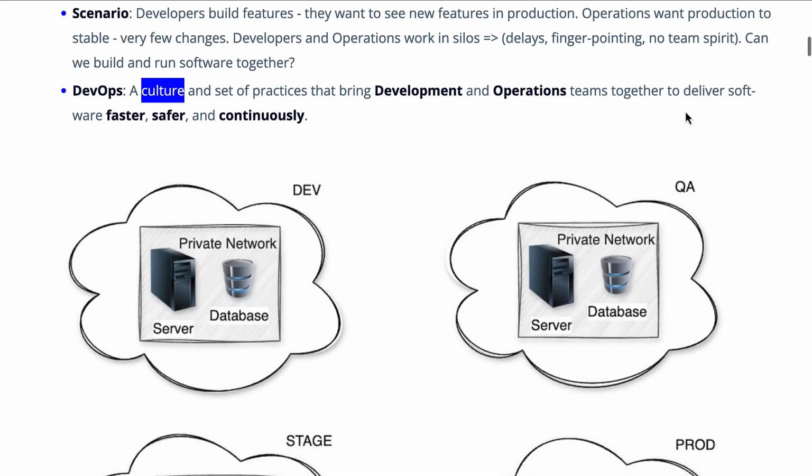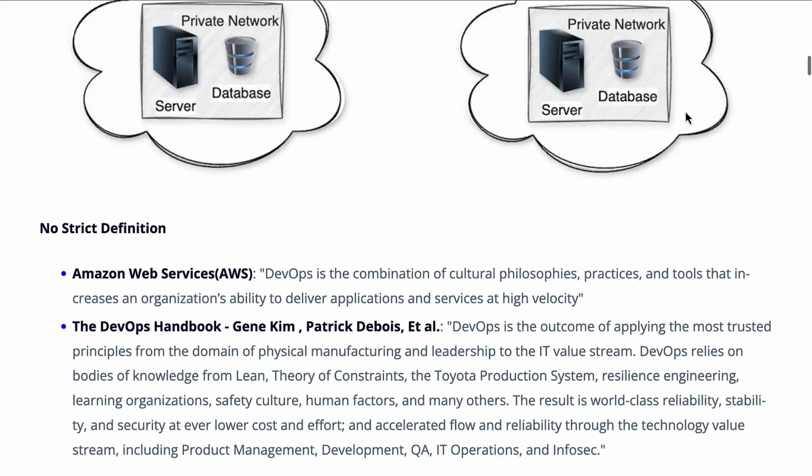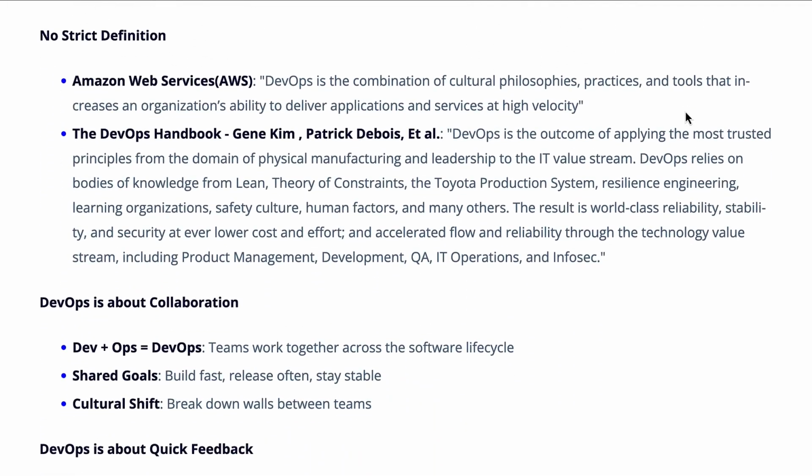Now let's dig deeper into the culture and the set of practices of DevOps. Before that, it's very important to understand that there is no strict definition for DevOps. If you look at the AWS definition for DevOps, it says it is a combination of cultural philosophies, practices, and tools that increase organizational ability to deliver applications and services at high velocity. As you can see, this is a very generic definition. Good thing is that it's a short definition.